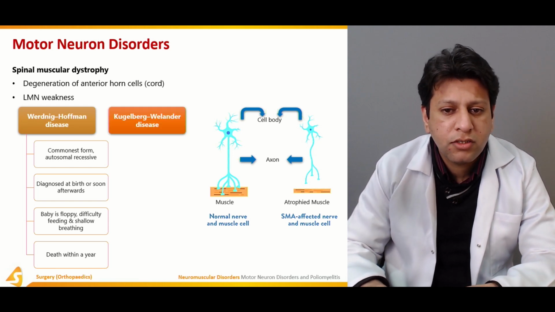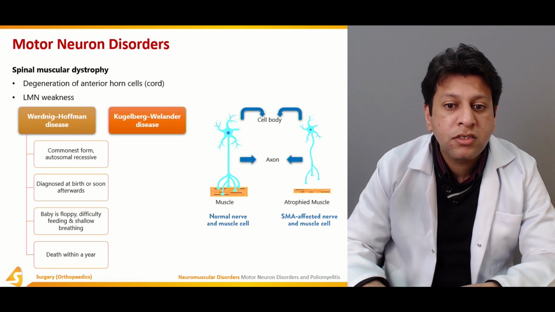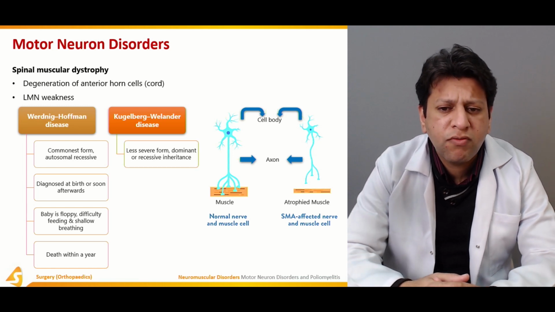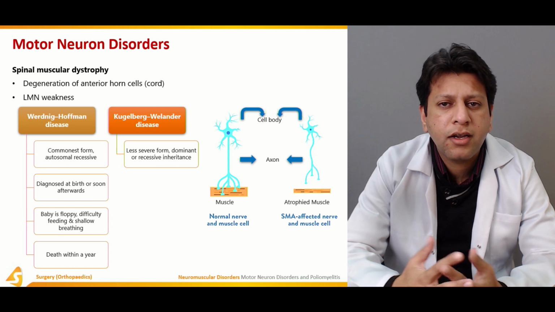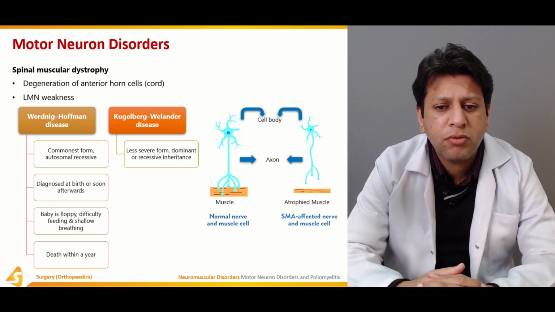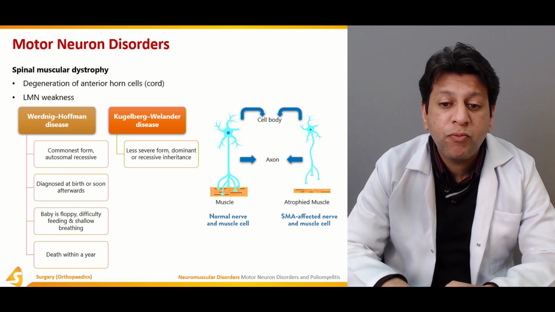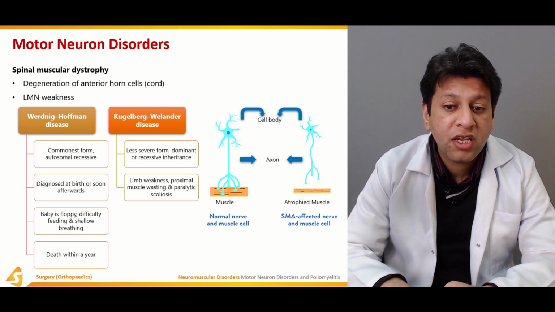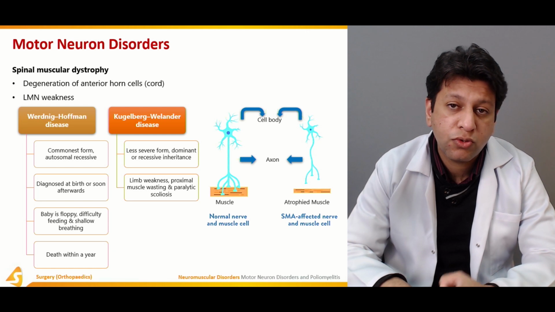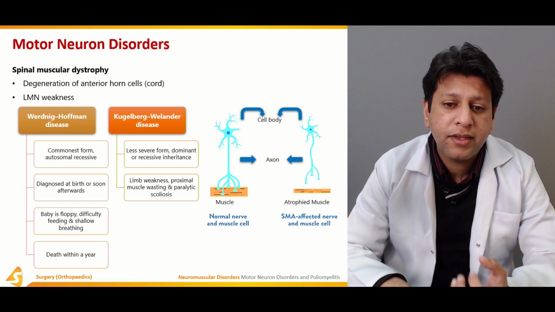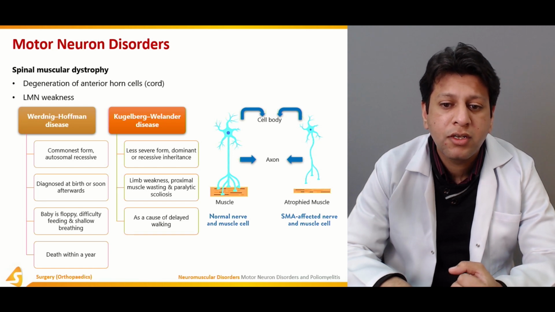The other is Kugelberg-Welander disease. This is a less severe form. It's inherited as autosomal dominant. It can also be inherited as autosomal recessive. Limb weakness, proximal muscle wasting, and paralytic scoliosis are usually associated, and as there is paralysis, this is associated with hypotonia and hyperreflexia, and it may be a cause of delayed walking in children.